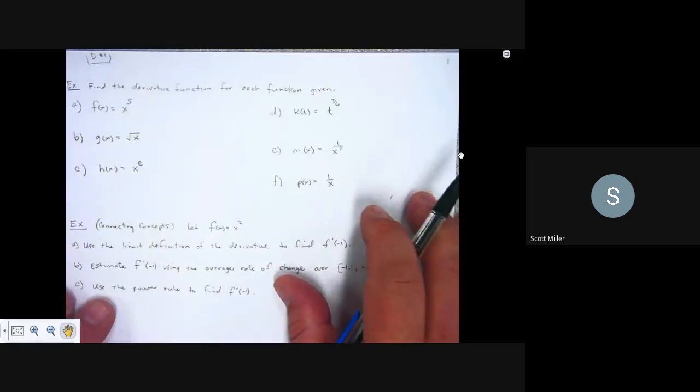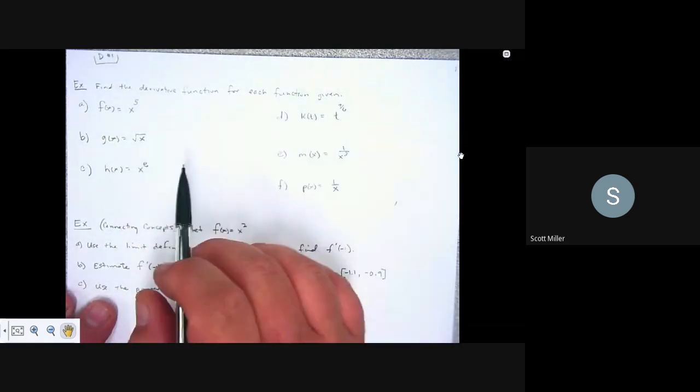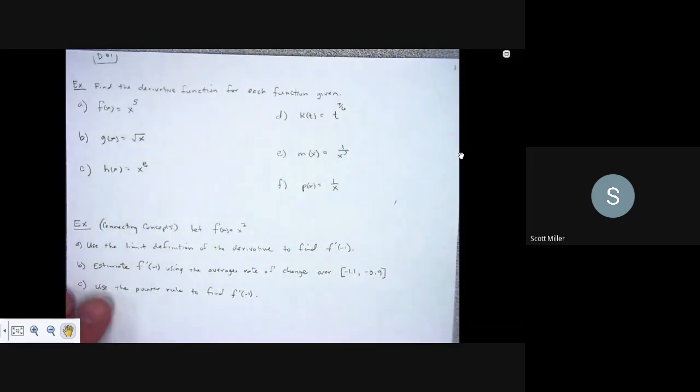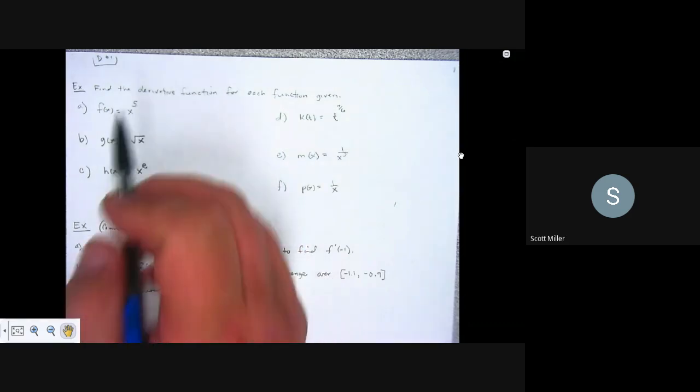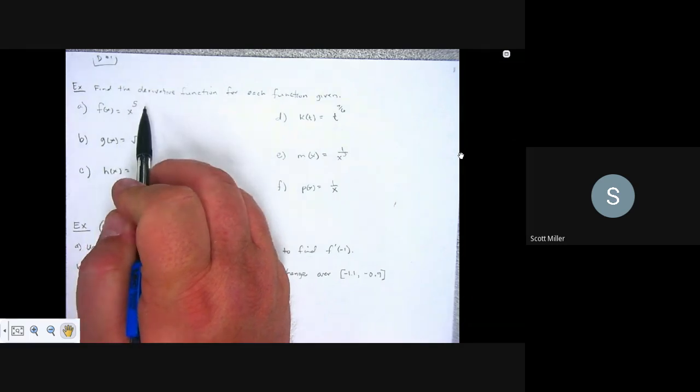So let's look at an example that I have over here. Find the derivative function for each function given. So instead of using the limit definition, which is what we would be doing, we're going to do this using the two rules that we have got, if we can. So the first thing is, it looks like most of these are powers of x, functions of x. And so is this x to a number power? If the answer is yes, then we can find the derivative.